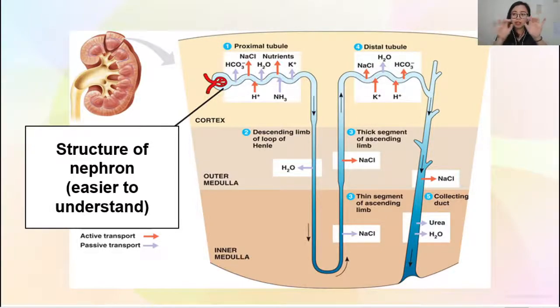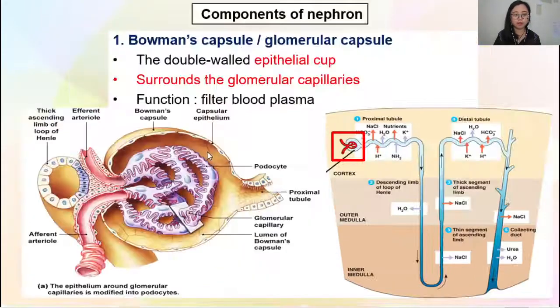Ini kalau kita ambil nephron yang berbelit-belit tadi tu, kita kasih lurus dia akan nampak macam ni. Ini adalah diagram nephron yang lebih mudah difahami. So I'm going to be using this for explaining most of the processes. Okay, so this is the structure of the nephron. Okay, so let's look at each of the components of the nephron.